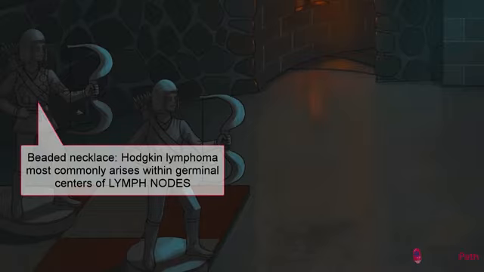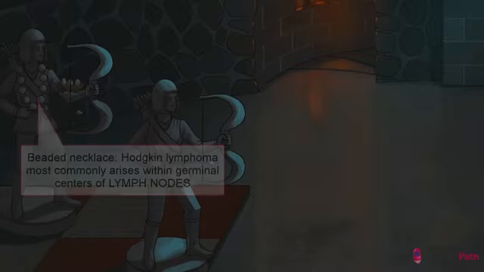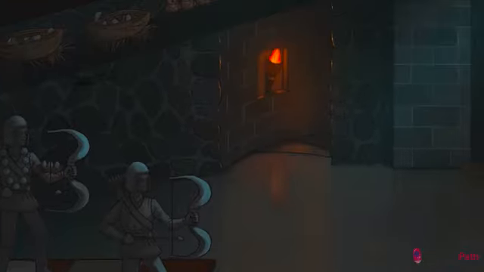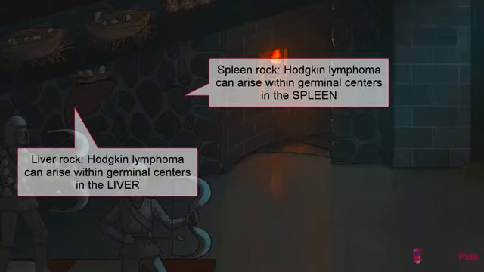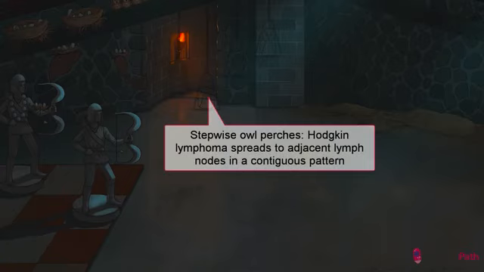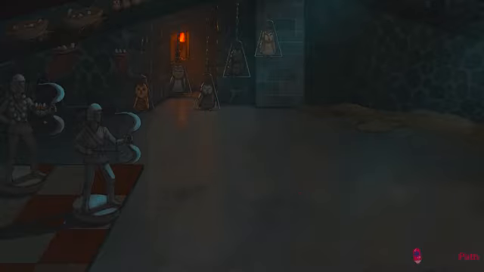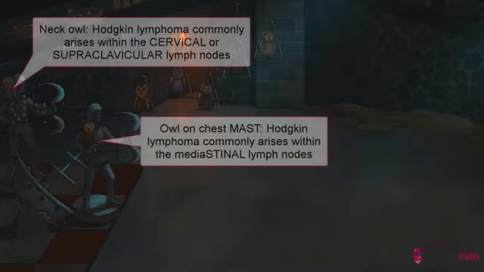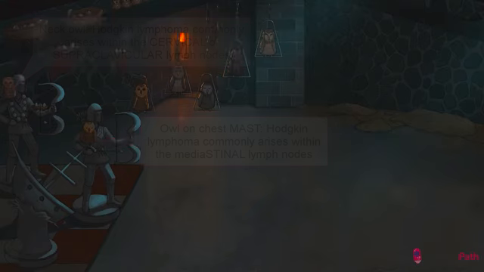Now, I've been focusing on lymph nodes this whole time, and it's the classic spot for Hodgkin lymphoma to start. But other sites of lymphoid tissues contain germinal centers as well, like the liver and spleen. Hodgkin lymphoma can arise at any one of these sites. Most commonly, it's a lymph node, however, and disease usually spreads in a contiguous stepwise fashion, moving from the original lymph node to adjacent nodes within the same local group. Hodgkin lymphoma most commonly occurs within the cervical, supraclavicular or mediastinal lymph nodes. That's the neck and chest.